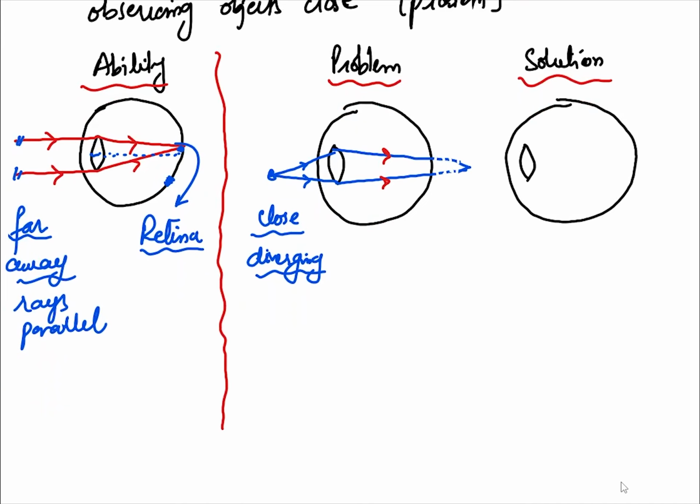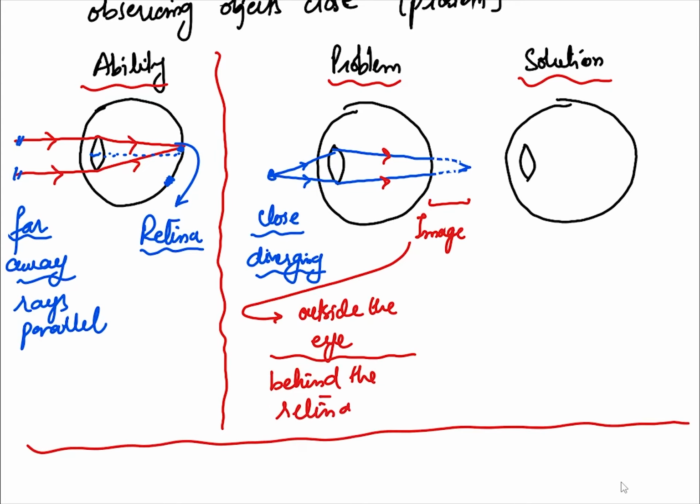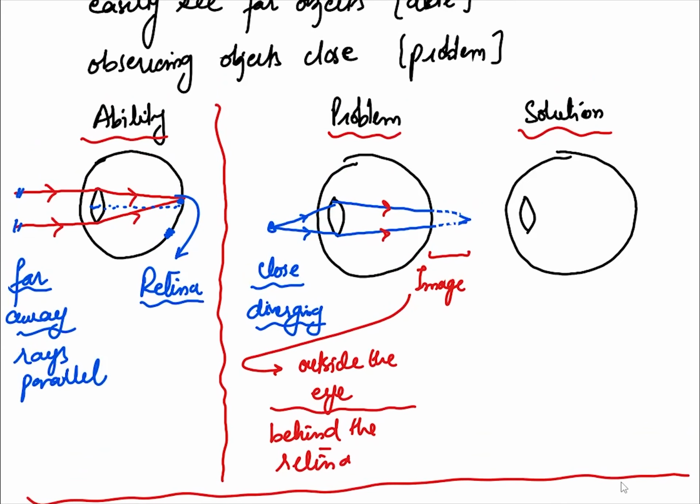He will say about the image, this is my image location, although it's not on the retina, so it will not be focused. So he will use the words about the image that it is outside the eyeball or outside the eye, right? Or he will say it is behind the retina. Just a few words that he uses to describe where the image is actually being formed.